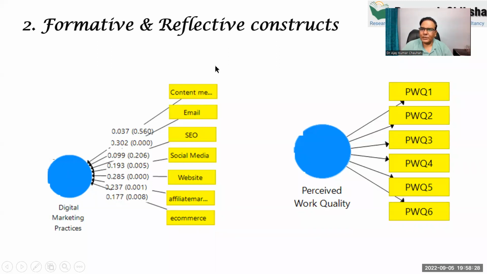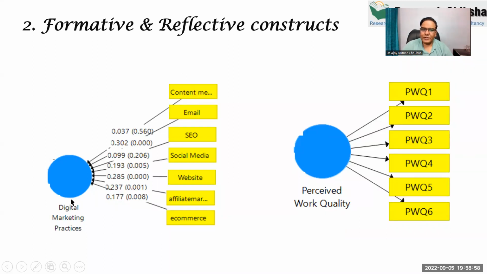Now, if you compare these two constructs, in this case the direction of the arrow is from the yellow to the blue. You can see the direction of the arrow is from yellow to blue. It means the construct is the outcome of all these things, like, for example, digital marketing practices.